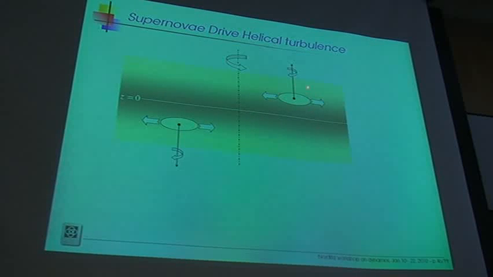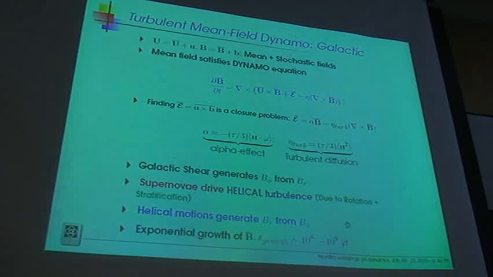And so you naturally have, because as it rises it expands, and because it expands, the Coriolis force twists it. And so you naturally have motions which are helical, where the blob rises and twists relative to the surroundings. And you can estimate that, and that's the cause for the helicity in the interstellar turbulence. And these helical motions are supposed to generate the radial field from the toroidal field.